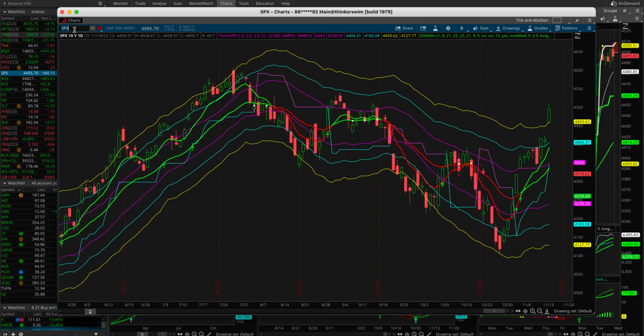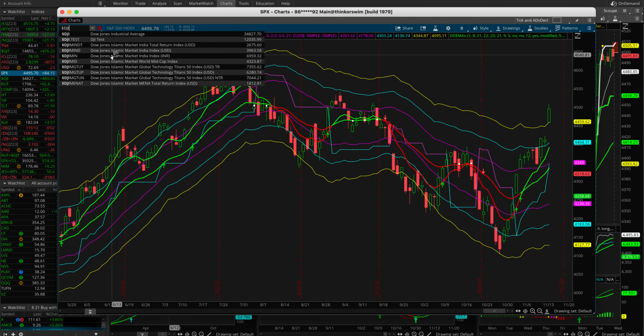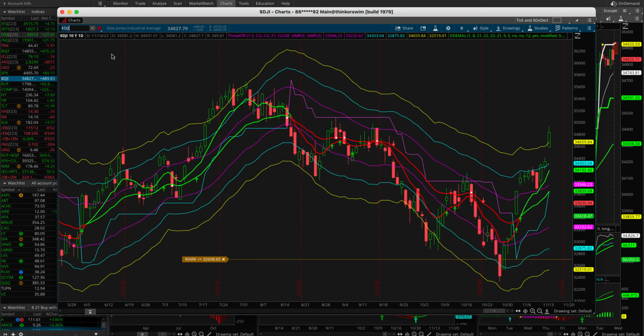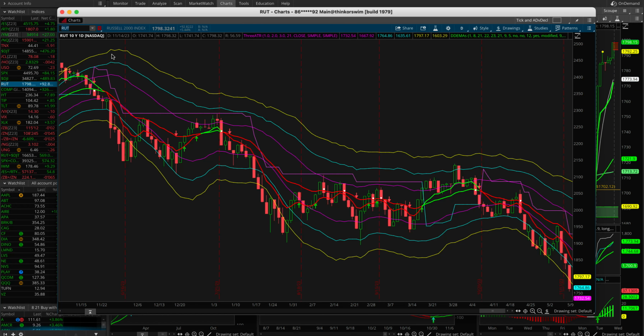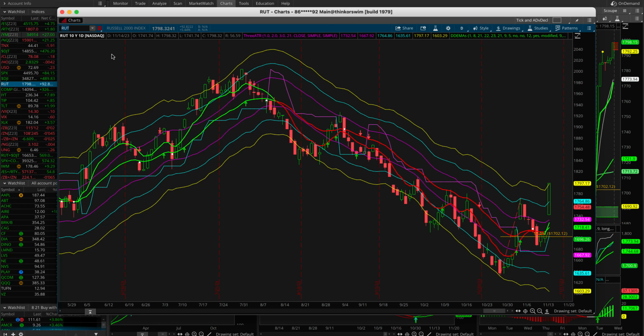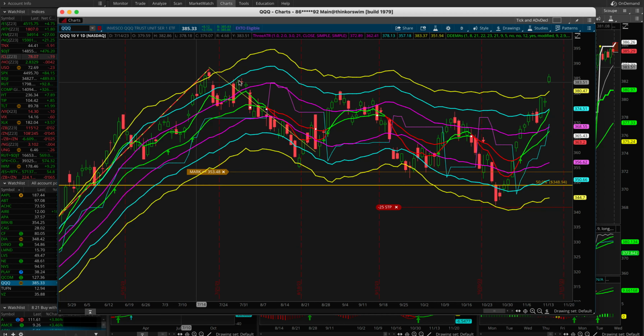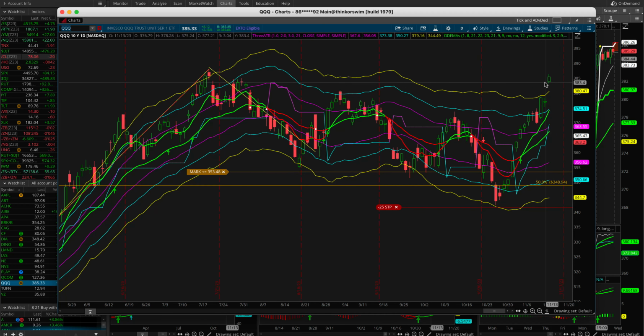And this works for DJI. Oh, look at that. It's above the same thing. RUT also above that band, but it sure looks like it's got further to go. That's a big old Marubozu, full Marubozu candlestick, it looks like to me. And I'm going to put the Q's in here because I'm not exactly sure how to pull up COMP with the dates, but same kind of thing there.